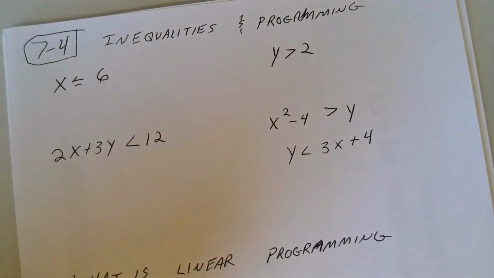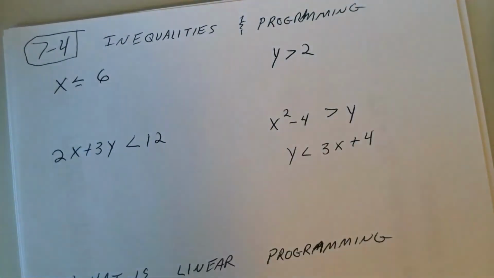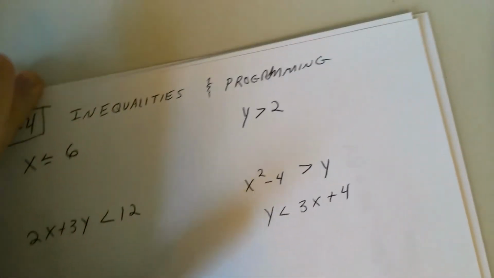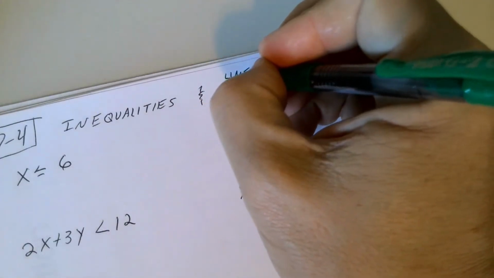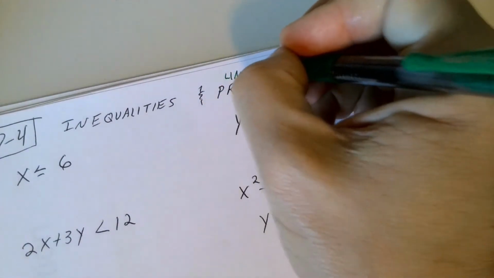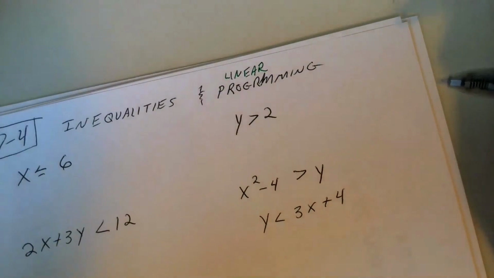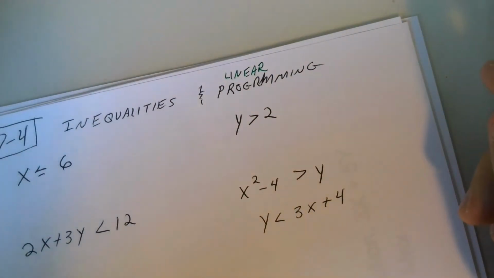Okay, everybody. This is section 7-4. It's on inequalities and something called linear programming. And we're going to try and take what typically for us is a 4 to 5 day thing, and we're going to streamline it a lot.